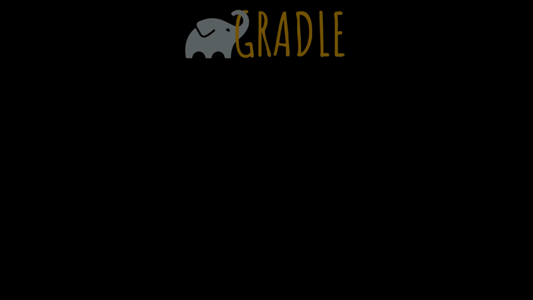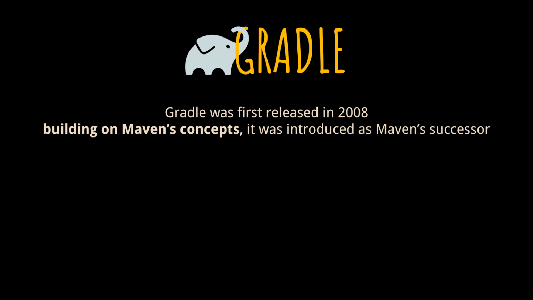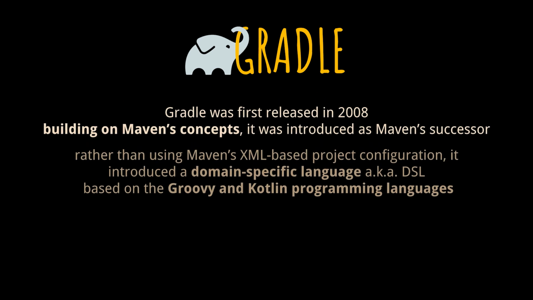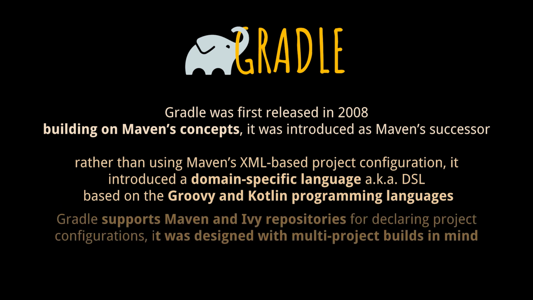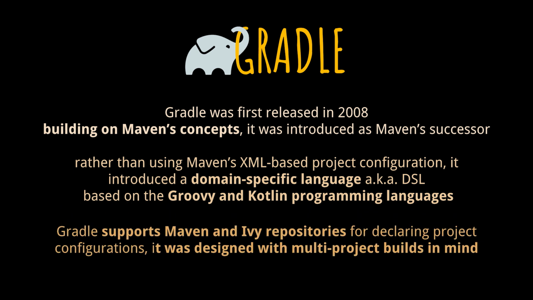Gradle, on the other hand, was first released in 2008. Building on Maven's concepts, it was introduced as Maven's successor. Rather than using Maven's XML-based project configuration, it introduced a domain-specific language, aka DSL, based on the Groovy and Kotlin programming languages. Gradle supports Maven and Ivy repositories for declaring project configurations. It was designed with multi-project builds in mind.